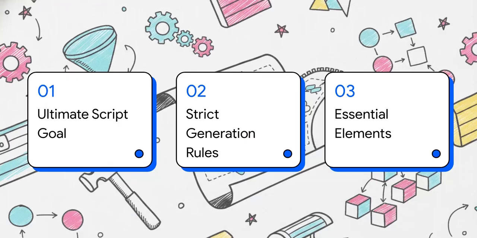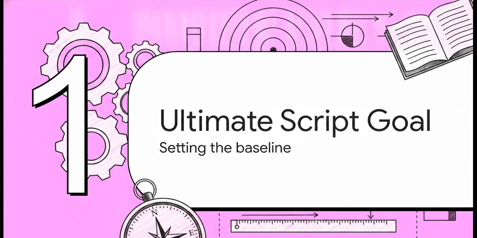To really wrap our heads around this framework, we're going to break it down into three quick buckets. 1. The ultimate script goal. 2. Strict generation rules. And 3. Essential content elements. Okay, let's kick things off with section 1, the ultimate script goal, setting the baseline for the exact parameters this blueprint demands right out of the gate.